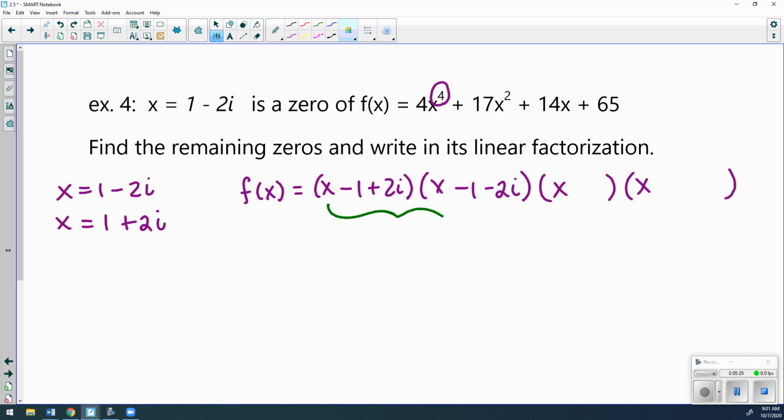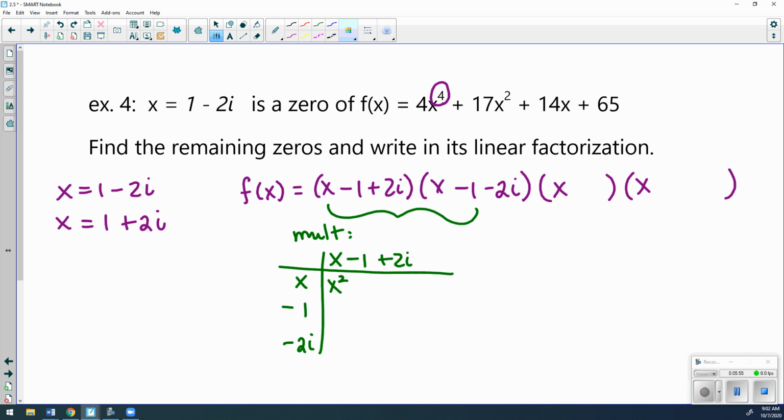Okay, so what I'm going to do is multiply these together, and you'll see why I'm doing that here in a minute. (x - 1 + 2i)(x - 1 - 2i). Actually, I'll tell you why right now. I'm going to multiply those together. This is going to give me something that I can divide into f of x. When I'm done dividing, I should have another quadratic that I can maybe factor or use the quadratic formula on. I don't know. We'll see.